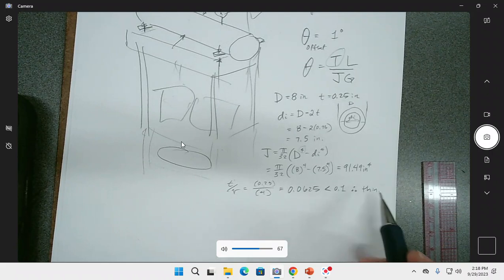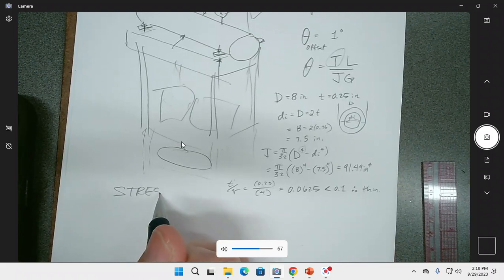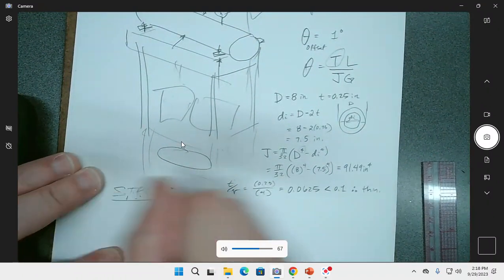All right, so we got thin. Any more geometry I want to do? No, okay. So let me go through, now we go to the stresses. All right, stress, we'll stress you out. The types of stress, we have torsion. Oh no, we go loads.